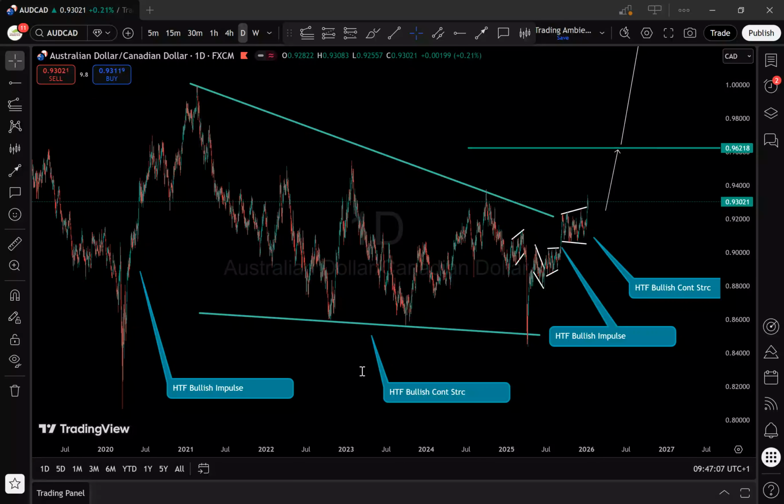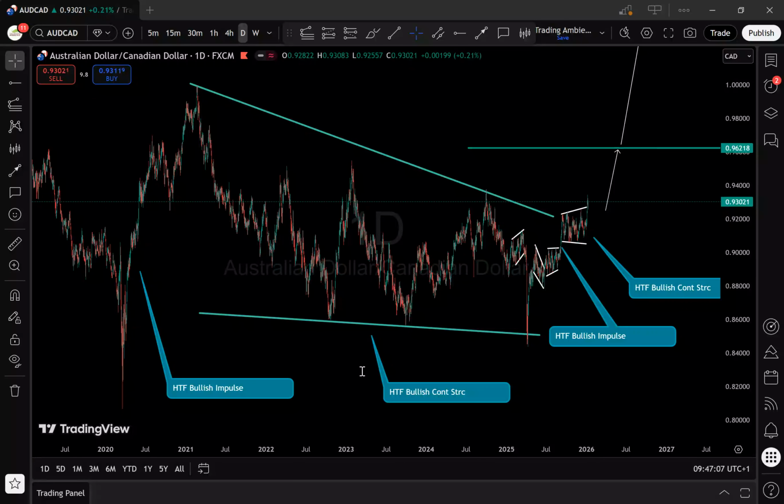Our target for AUD CAD will be somewhere around here for the first target, and for the long term goal, somewhere around this high or here on the AUD CAD. So we are moving on to the next pair, Australian dollar, US dollar.